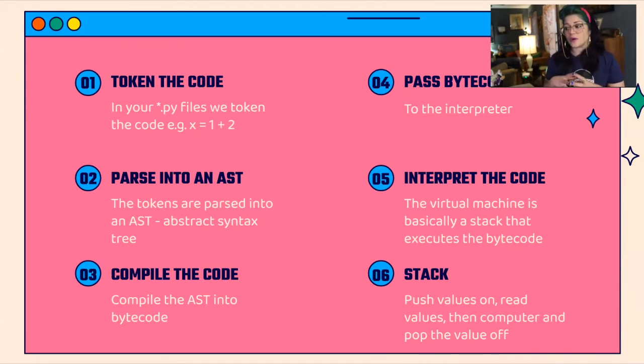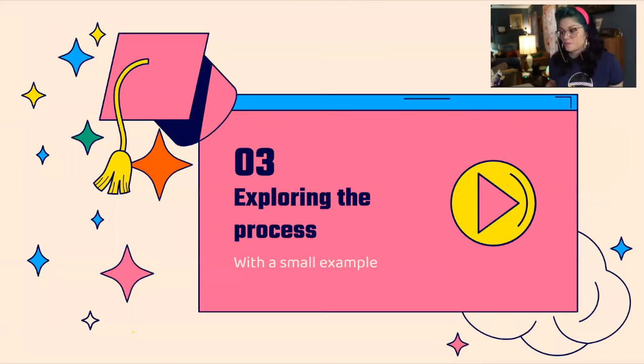Basically, we can think of the virtual machine as acting like a stack, where we're going to be pushing values on, that is the tokens that have been parsed into the AST and then translated into the bytecode. So we'll be pushing values on, reading those values, computing some values, and then we're going to pop them off when we are ready to return a value back. So we then pop those values off the stack, which is how we're thinking of the virtual machine.